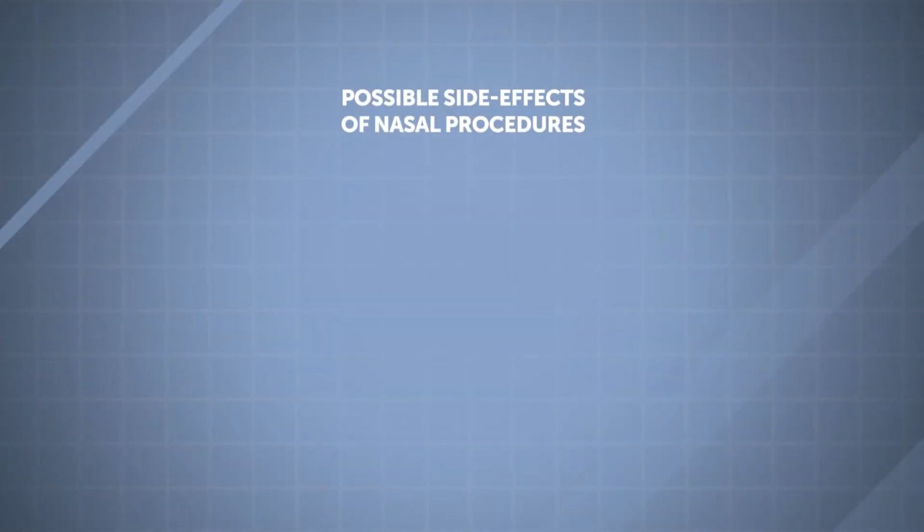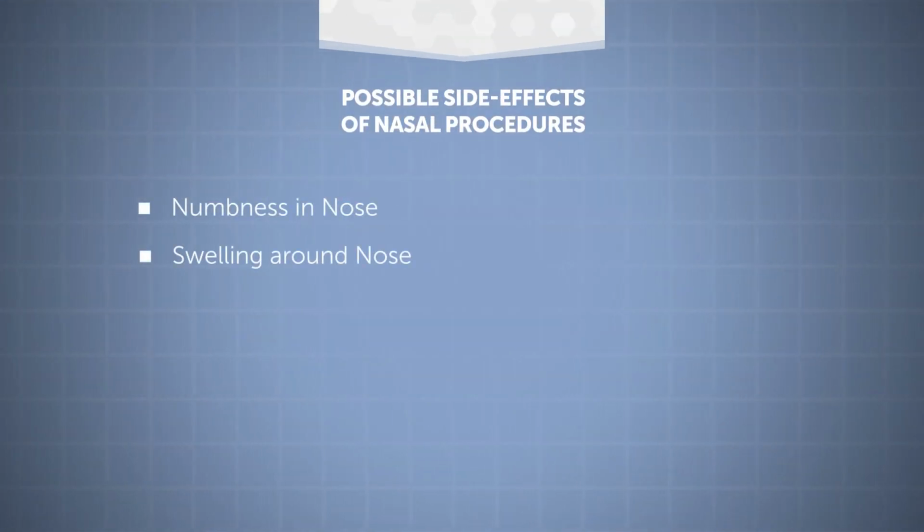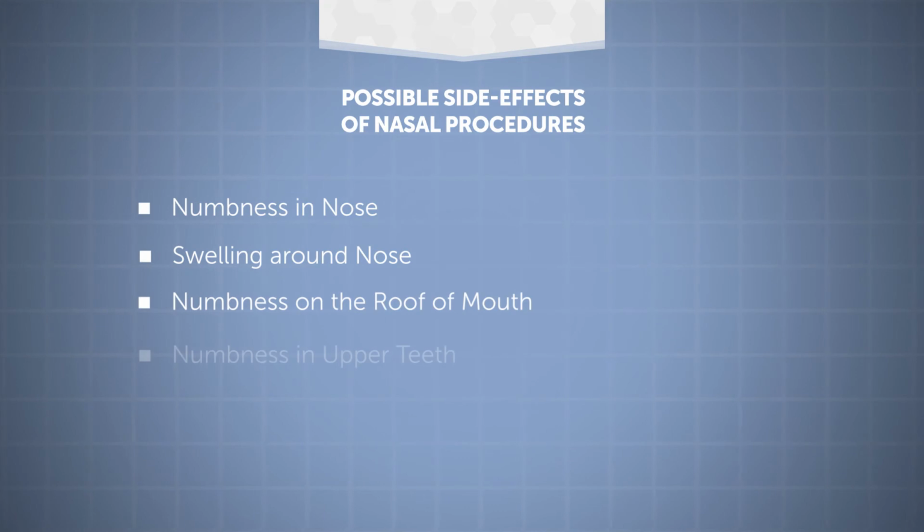Post-operatively, you should not undergo any strenuous exertion, straining, vigorous nose blowing, or heavy lifting for 2 to 3 weeks after your surgery is performed. Numbness and swelling of the nose and numbness on the roof of the mouth and upper teeth may occur after surgery. This usually resolves within a few weeks and very rarely may be permanent. You may also have a change in the sense of smell.